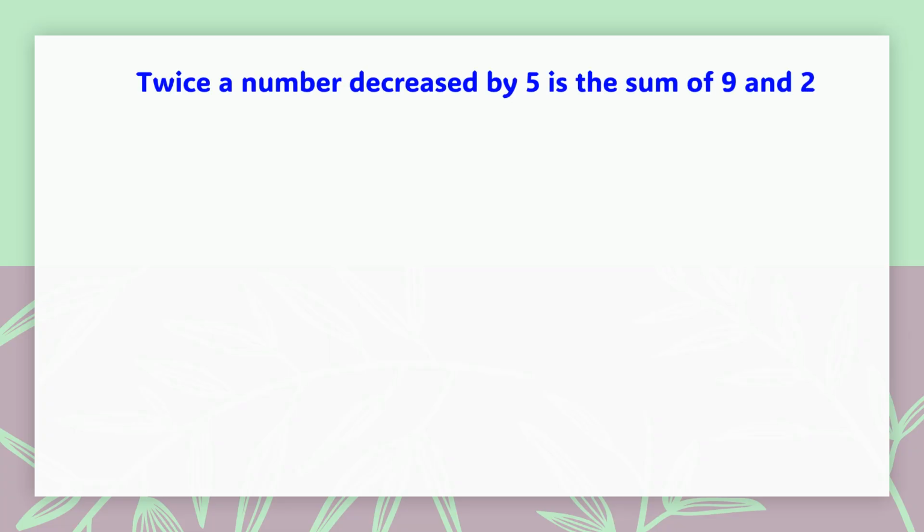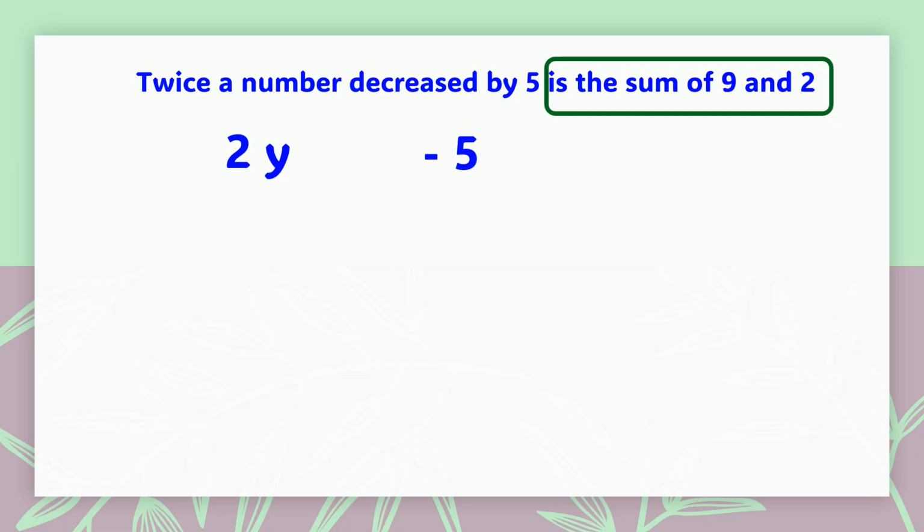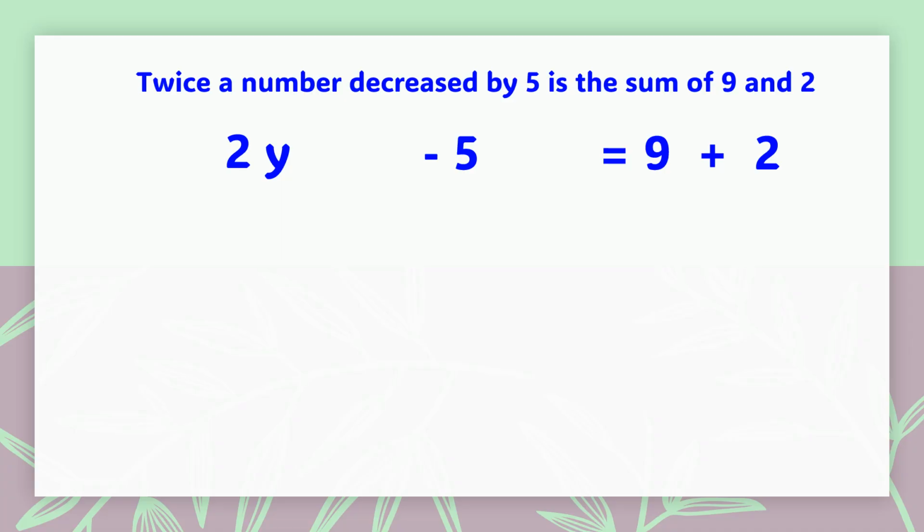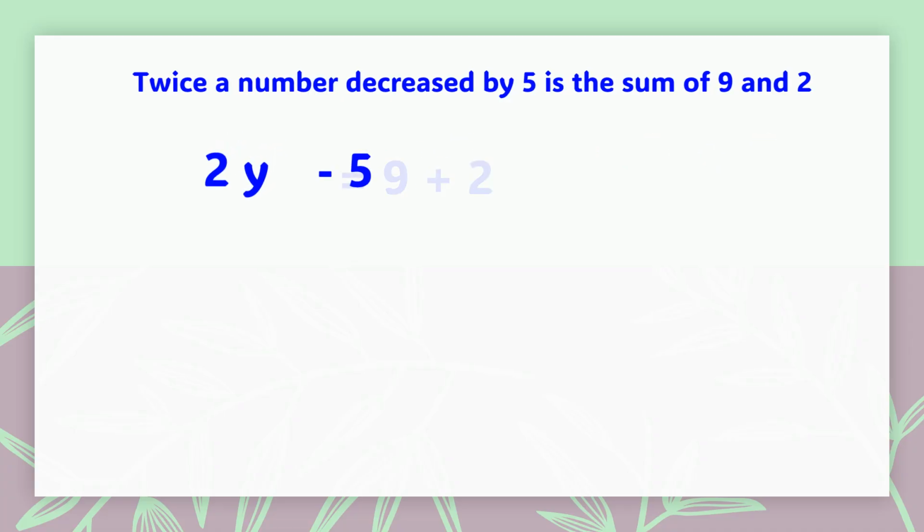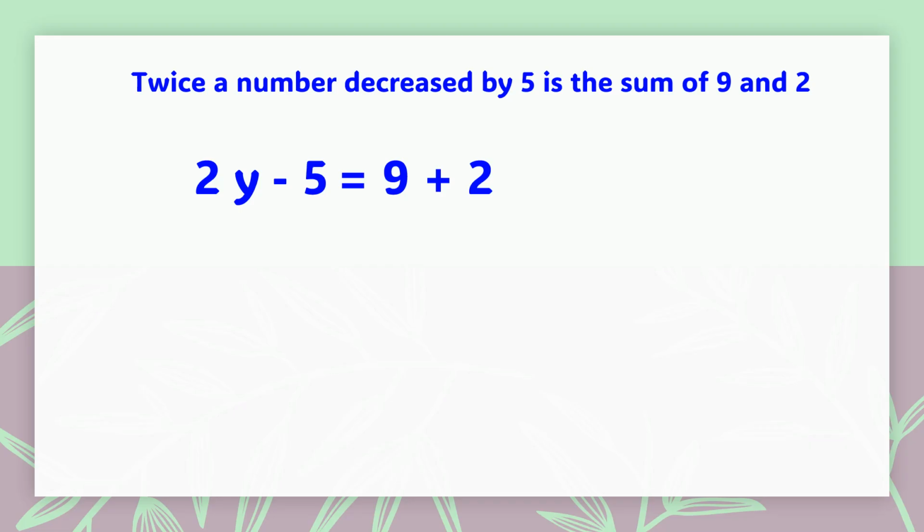Twice a number decreased by 5 is the sum of 9 and 2. Twice a number, that is 2y, decreased by 5. Decreased means subtract, so minus 5 is the sum of 9 and 2. Sum means addition, so 9 plus 2. 2y minus 5 is equal to 9 plus 2 is our equation. 2y minus 5 is equal to 11.